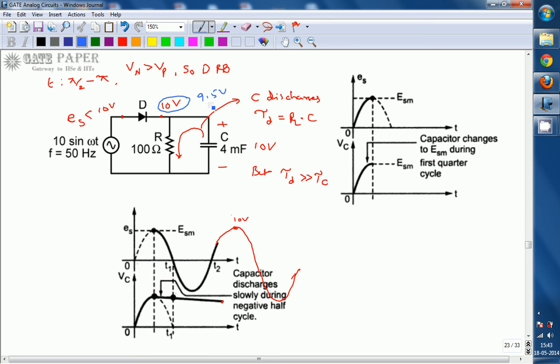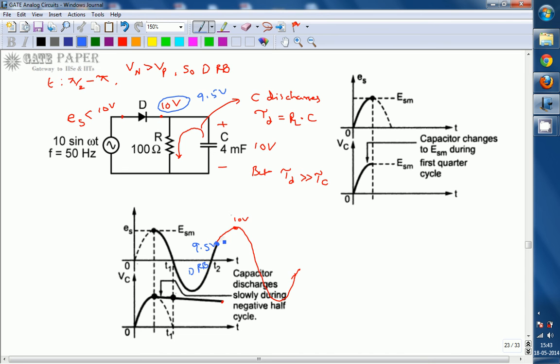Whenever the voltage on the P side is greater than 9.5 volts, the diode starts conducting again. This is the voltage we are going along. This is the point we assume, 9.5 volts. Up to this point the diode will be in reverse bias.